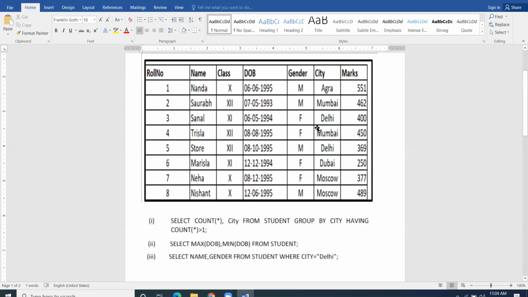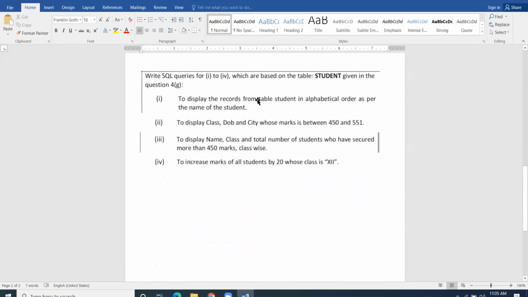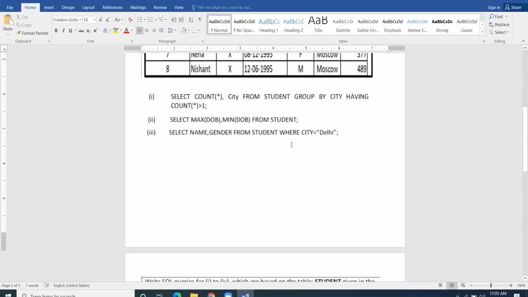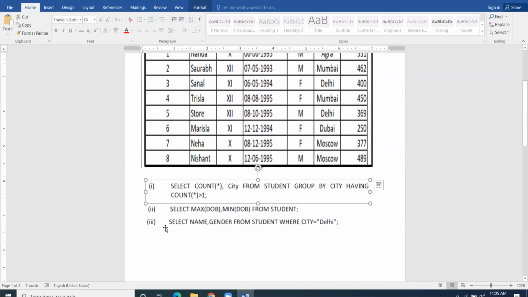Actually, this question in the sample paper of 2019 is divided into two portions. In the first portion, they have given 3 commands for which you have to find the output from the table. In the next section, they have given 4 commands for which you are to write the MySQL command. 4 statements have been given for which you are supposed to make MySQL queries, right? So I start with the first command.